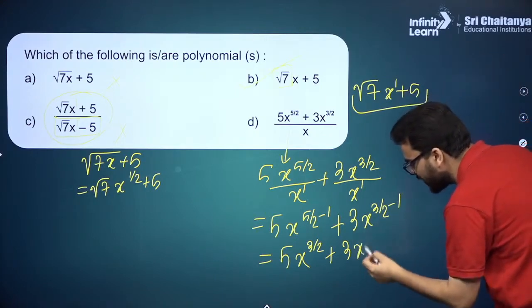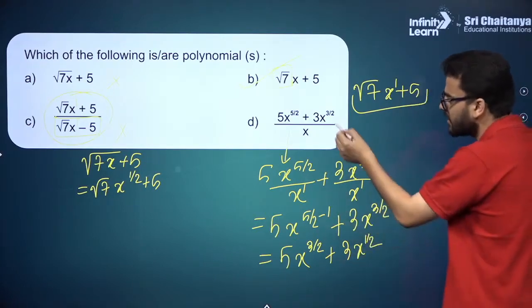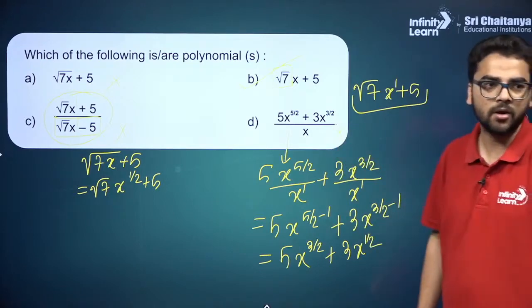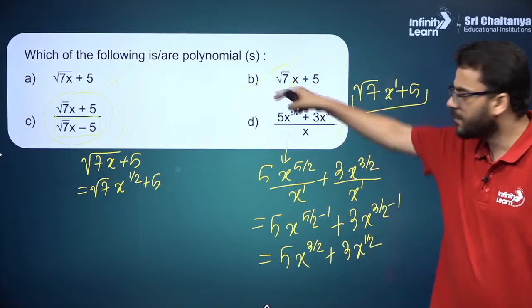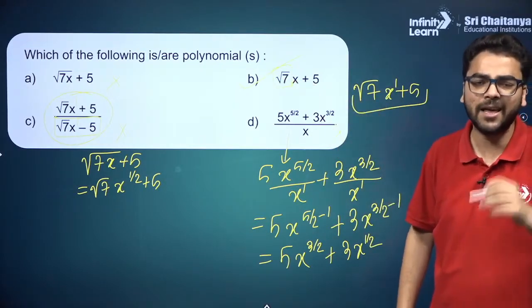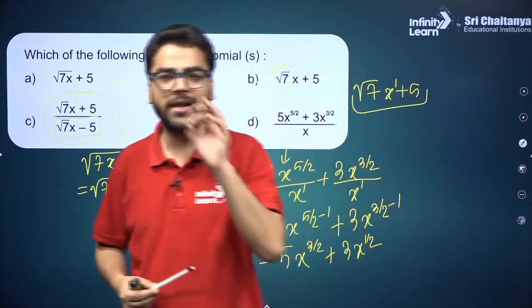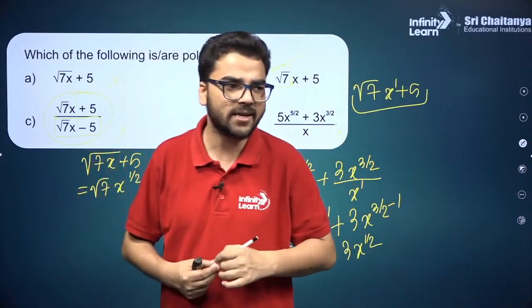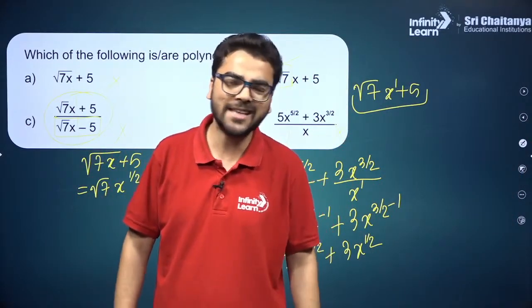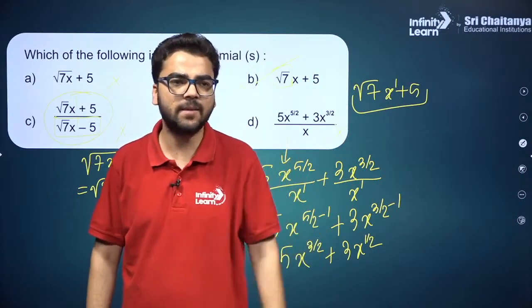So therefore, you see, fractional exponent of the variable is there. So this is also not a polynomial. Got that logic? Only option B is a polynomial, because over there whole number exponent of the variable is there. Exactly, only option B is the polynomial. Is it clear, Supertech?